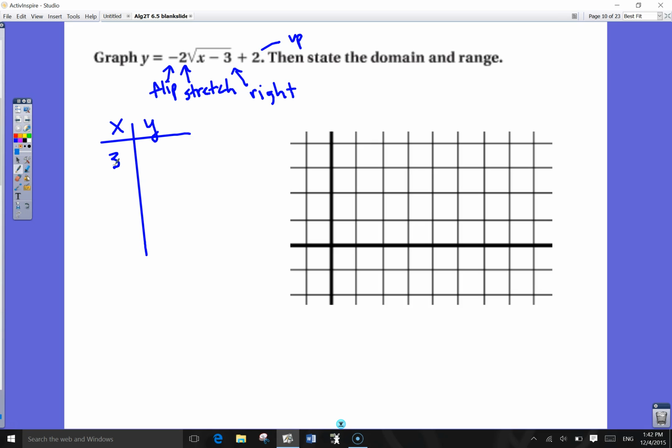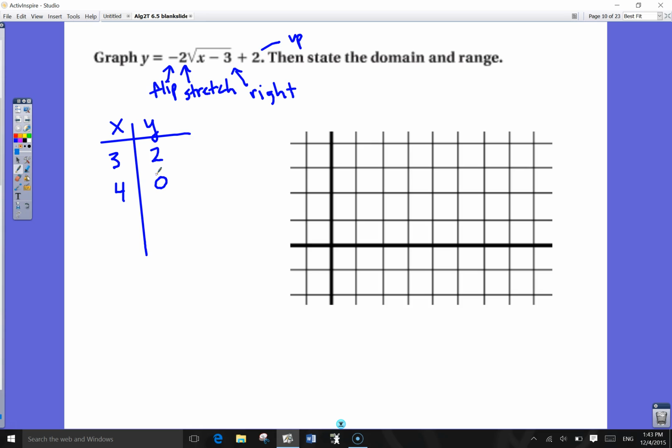So how about if I try 3 and 4 first? Let me do those two. Okay, if I plug in a 3 for x, I've got 3 minus 3 is 0. Square root of 0 is 0, which means this whole term is 0. So this is 2. Okay, now let's put in 4. 4 minus 3 is 1. The square root of 1 is 1. Negative 2 times 1 plus 2 is 0.